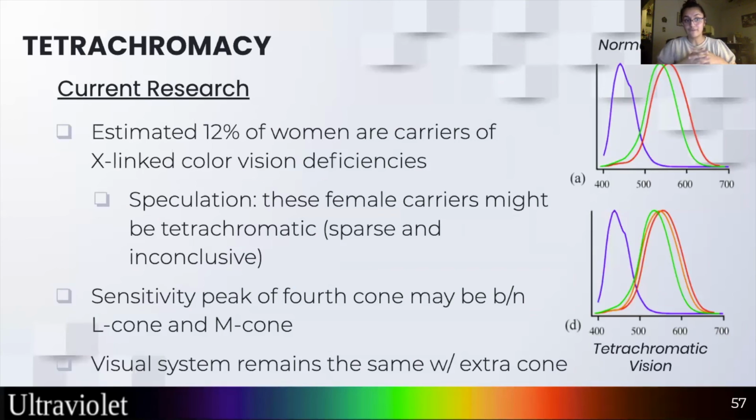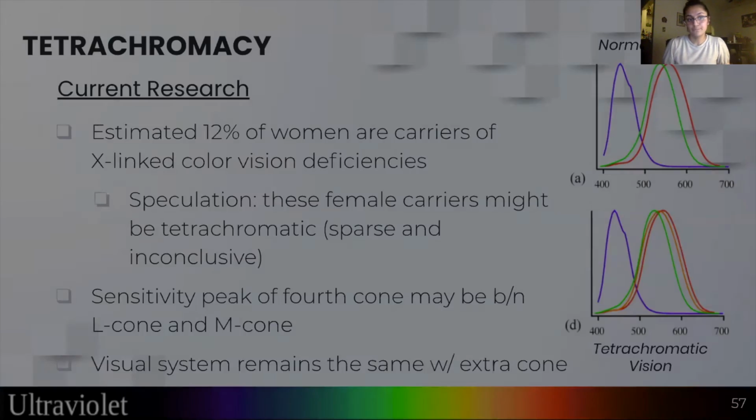Current research, however, estimates that 12% of women are carriers of X-linked color vision deficiencies, and there's speculation that these female carriers might be tetrachromatic, but that is sparse and inconclusive. It's also that the sensitivity peak of the fourth cone may be between the L and the M cone. The visual system remains the same with the extra cone.